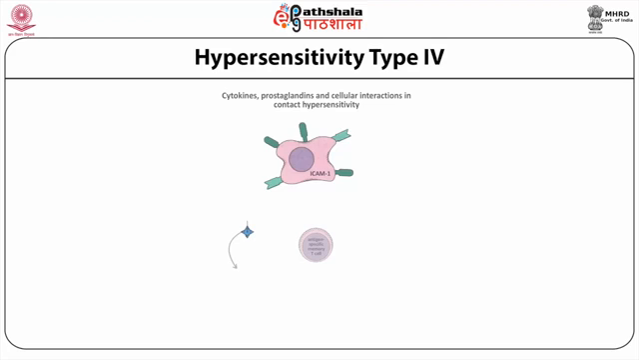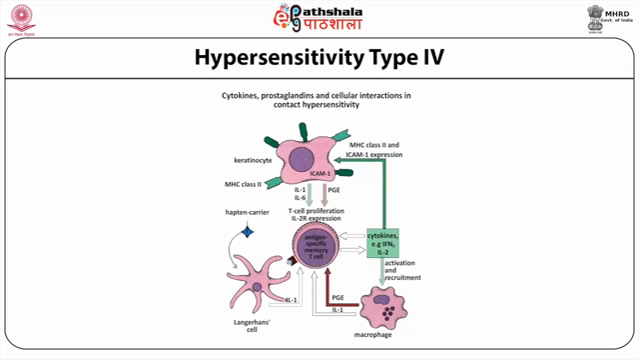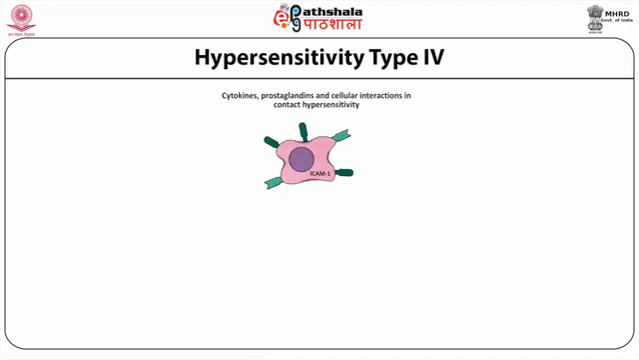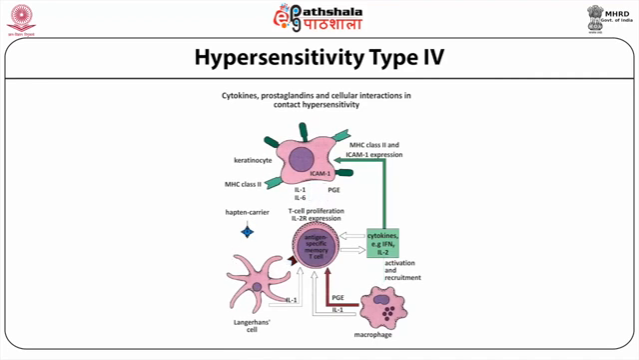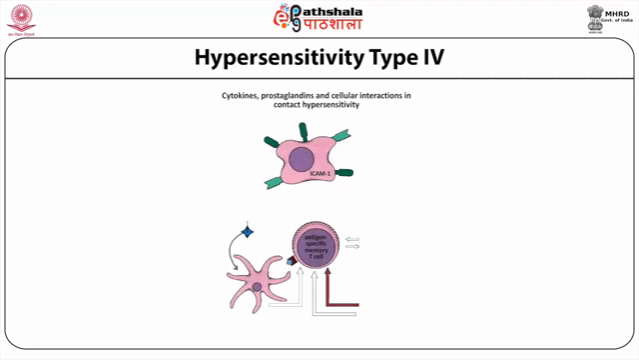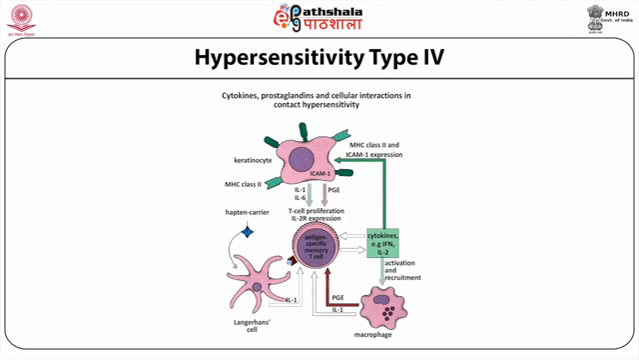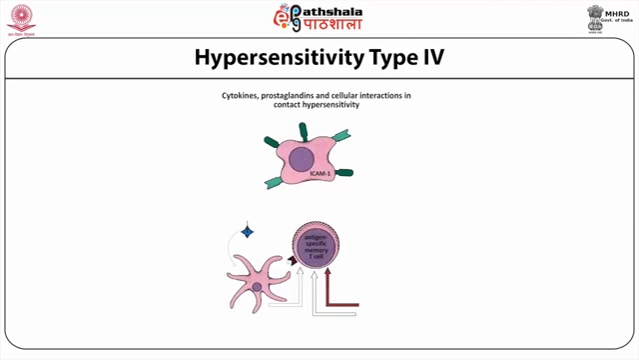This slide shows the cytokines, prostaglandins and cellular interactions in this process of contact hypersensitivity. At this point, when the reaction is beginning to fade, macrophages and keratinocytes produce prostaglandin E, which inhibits interleukin-1 and interleukin-2 production. T cells bind to keratinocytes. The hapten peptide is degraded by the cellular mechanisms.